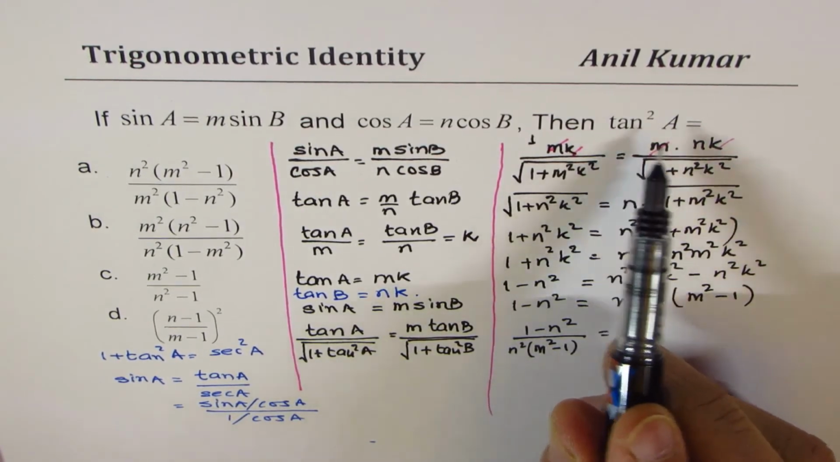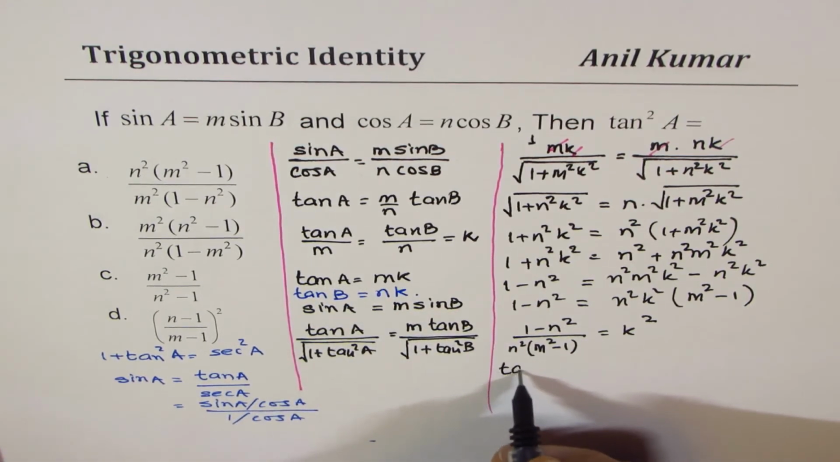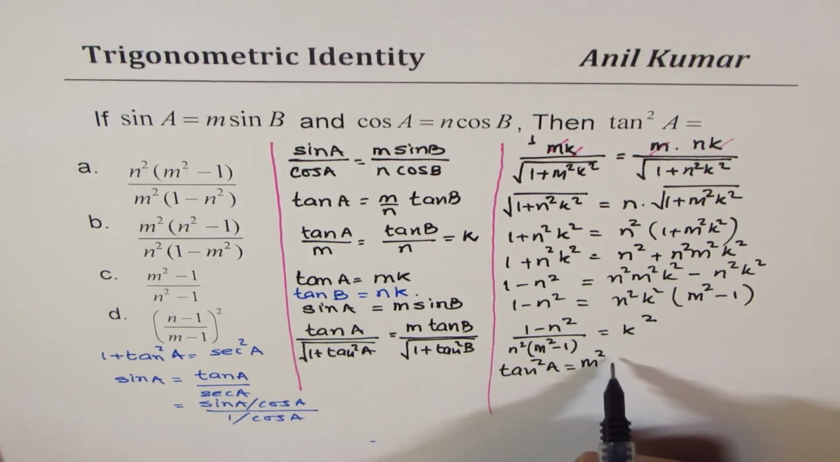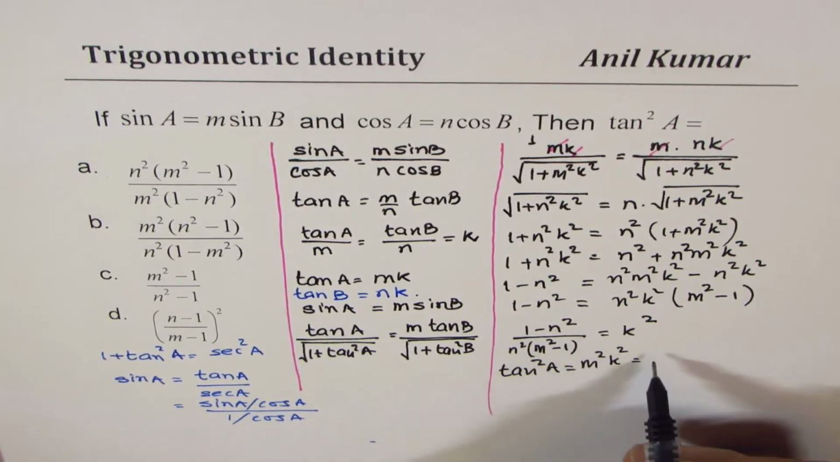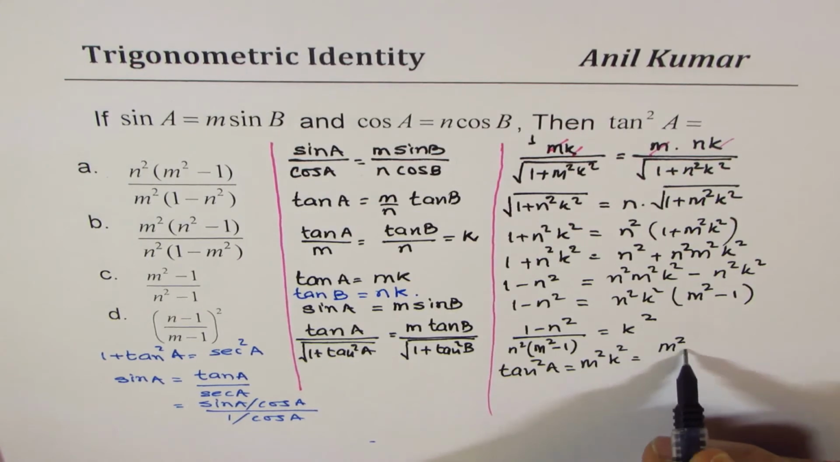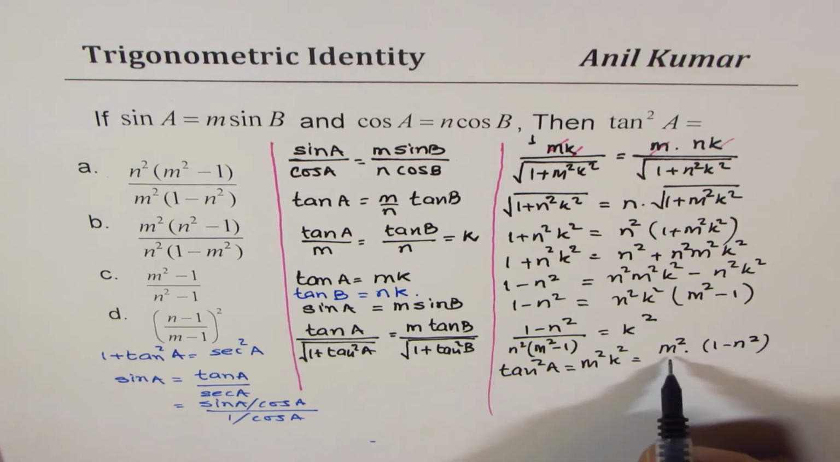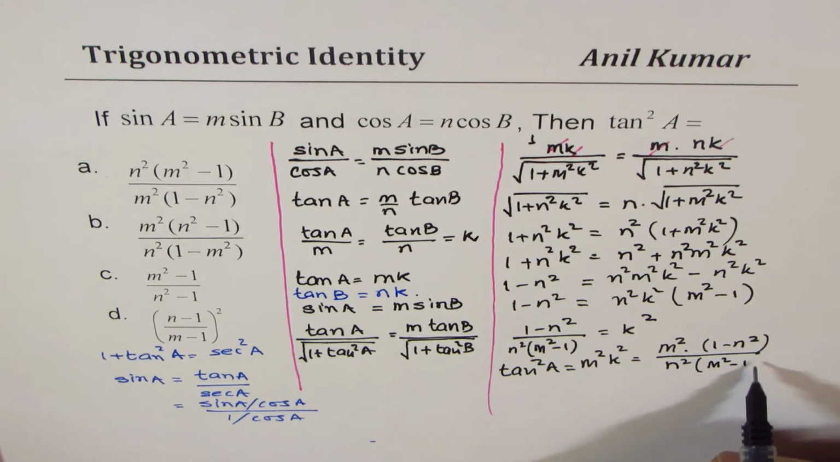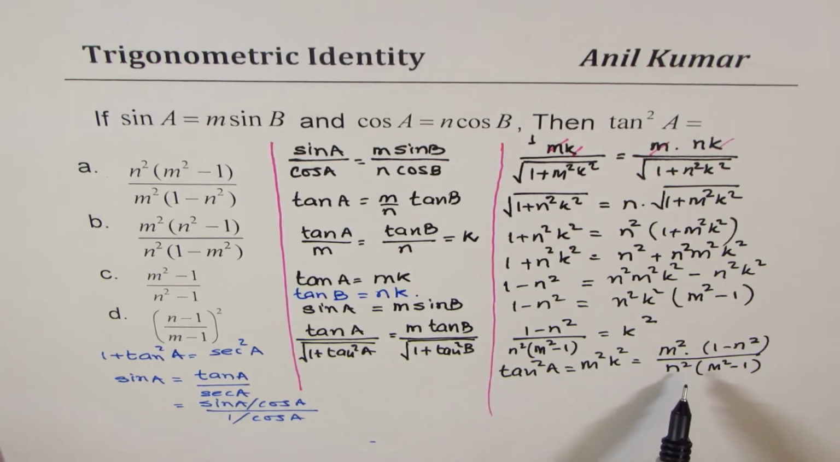Now we want to know what tan square A is. We know tan A is mk, so tan square A will be m square k square, correct? Since k square is all this, we can now write this as m square times 1 minus n square divided by n square times m square minus 1, correct? So that's what we get for this particular question.